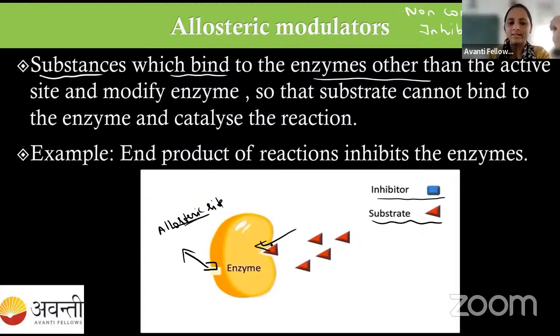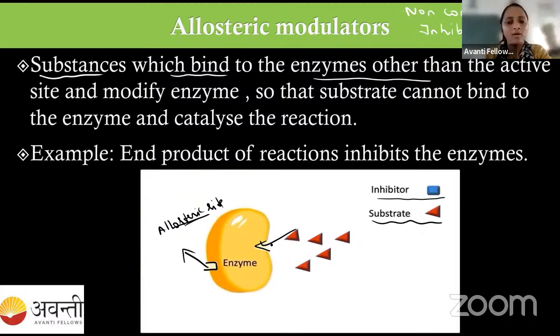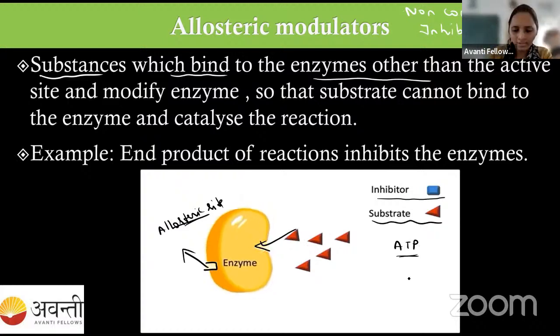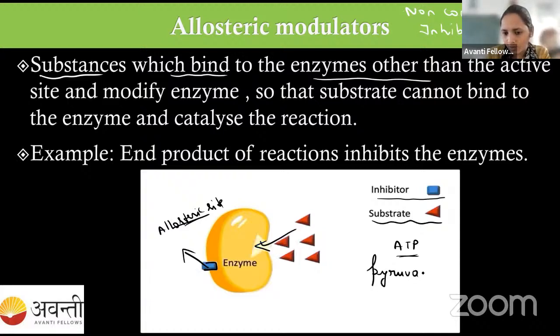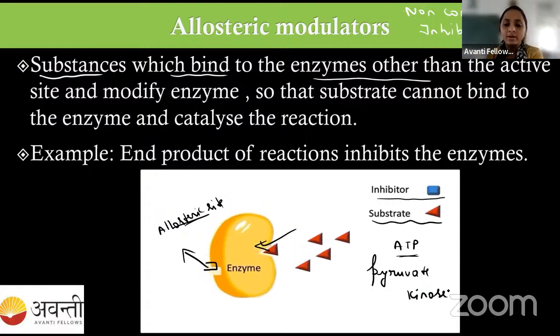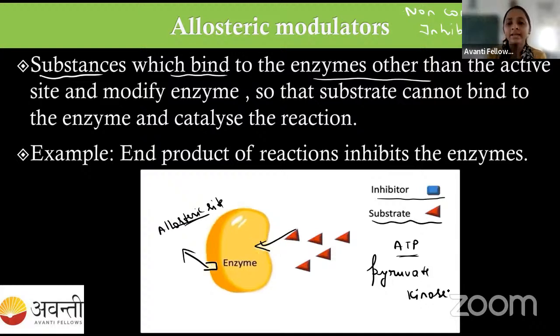For example, if you take the example of glycolysis. In glycolysis, the allosteric modulator is the ATP. ATP is already synthesized, right? So what happens? The enzyme is pyruvate kinase. Okay, students, pyruvate kinase. When the pyruvate kinase is bound by the ATP, it is inhibited.